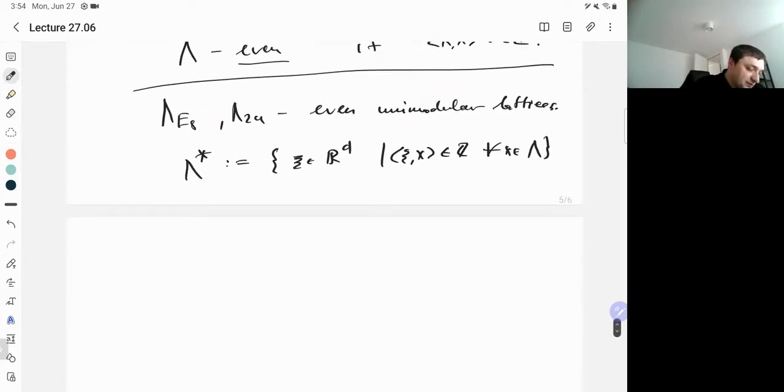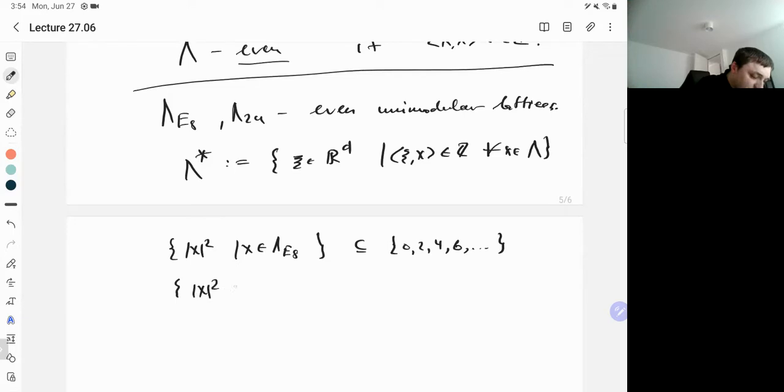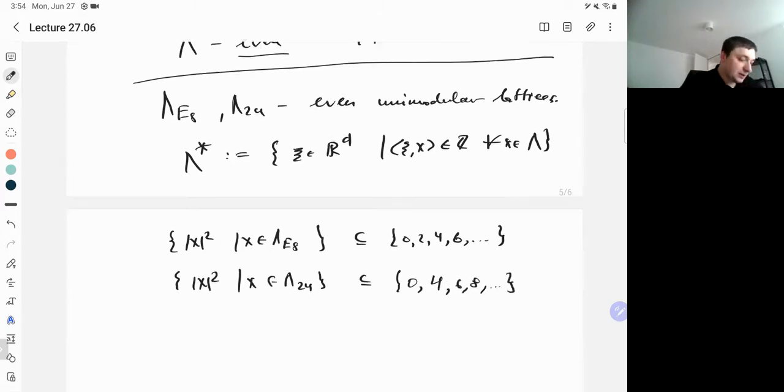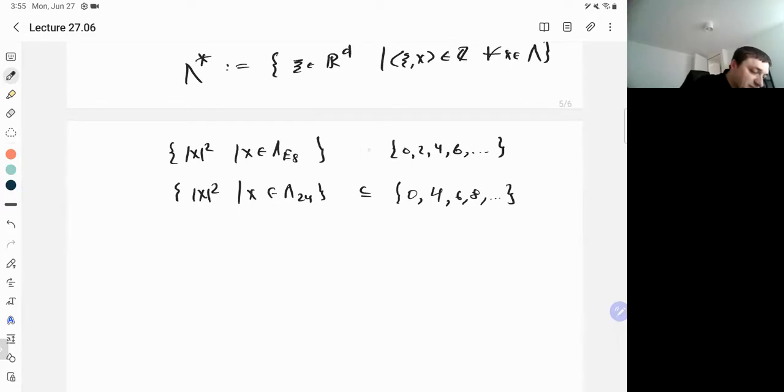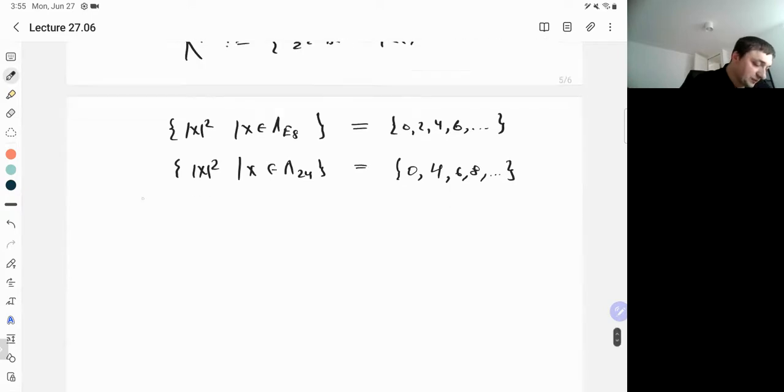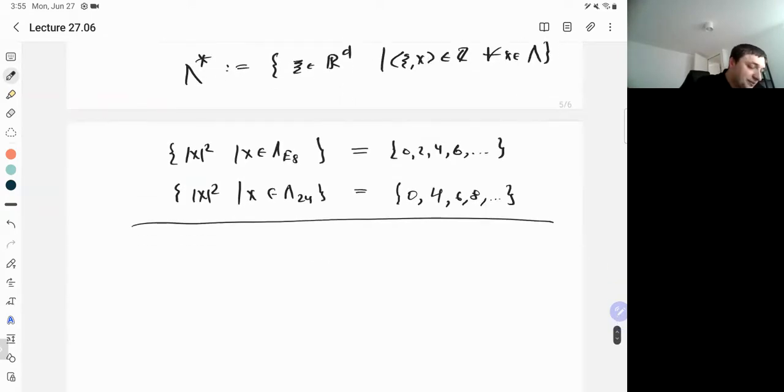And the fact that they're even tells you that the set of squares of lengths of vectors over E8 is contained in the set of even integers. The same thing is true for the Leech lattice, except something even stronger is true: there are no vectors of length 2 in there. And in fact, I wrote here an inclusion, but this is actually an identity. And so let me define what the E8 lattice and the Leech lattice are.